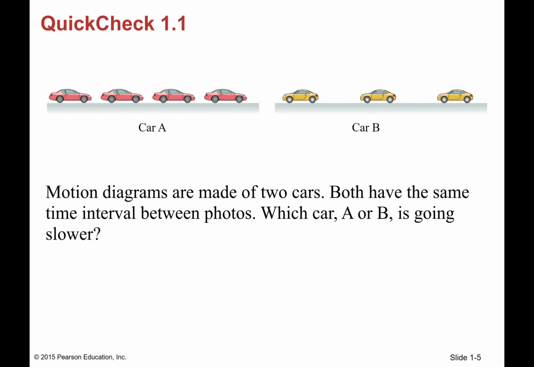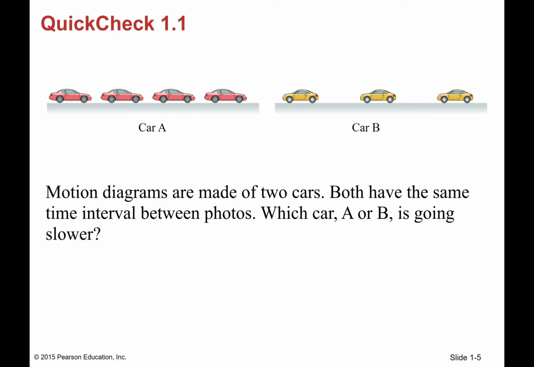We have a quick question here. You can stop the video and try to answer the question, and this is what we'll do in most of these videos. I'll throw a question to you, try to stop the video, try to answer the question, and then continue. So we have 2 motion diagrams. We have car A and car B, and both have the same interval. If this is 1 second between pictures for the red car, it is also 1 second between pictures for the yellow car. And the question is, which car, A or B, is going slower? Now pause the video, take a minute to answer this question, and then come back.